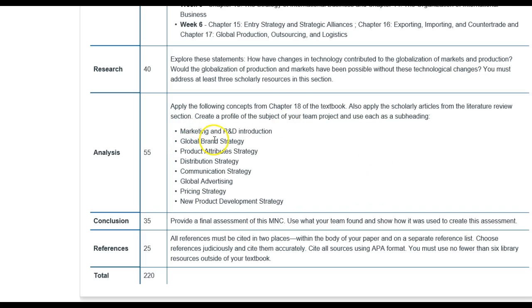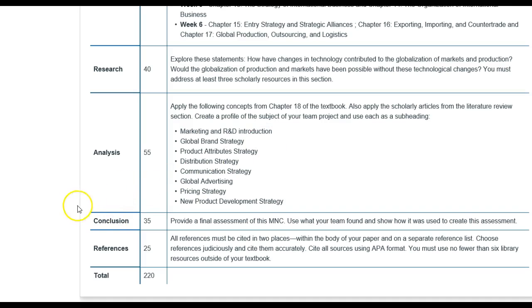Your global brand strategy for your MMC, the product attribute strategy, the distribution strategy, the communication strategy, the global advertising strategy, pricing strategy, and new product development strategy. These are all things we want to talk about specific to your MMC under an analysis heading. That's worth 55 points. You're talking probably about 5 or 6 pages for this, typically.